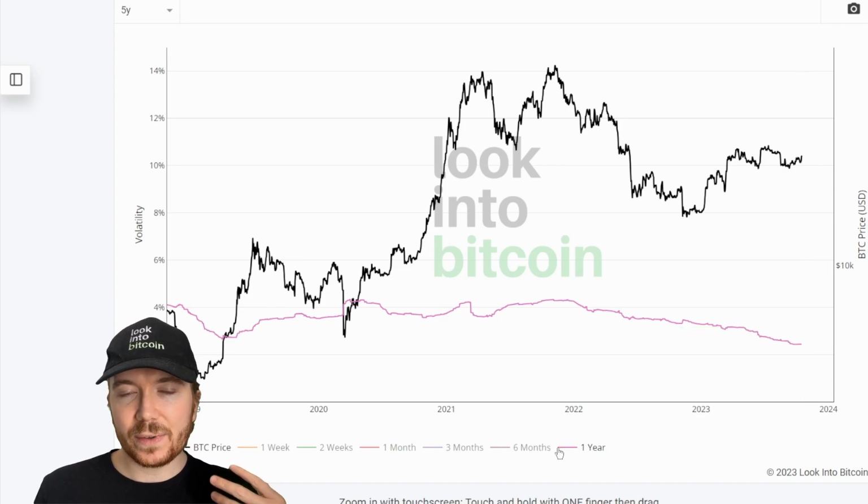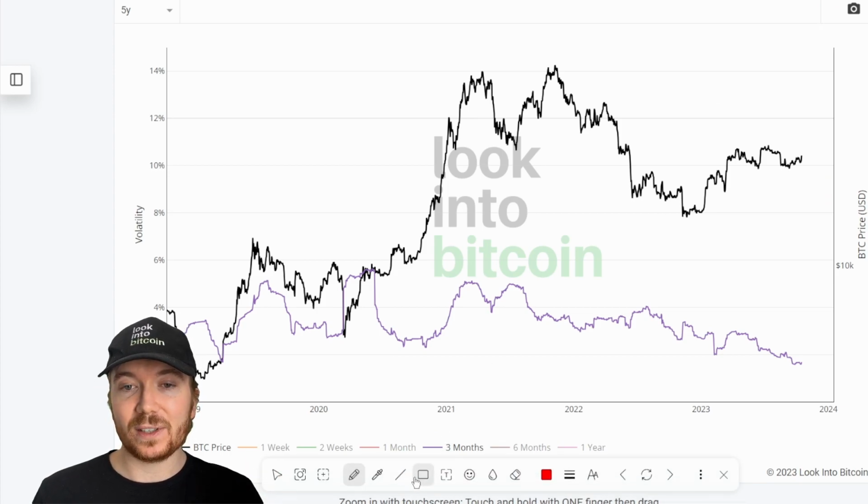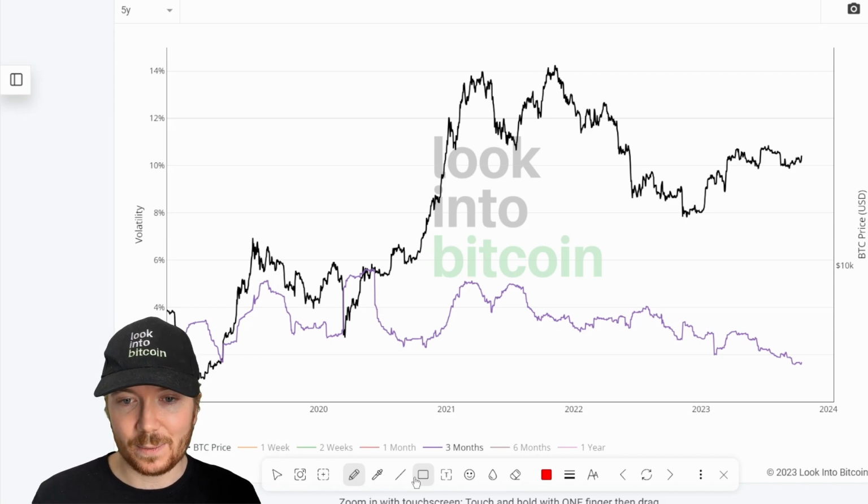But if we add some more of the short-term volatility metrics, we can see that it's actually looking pretty comparable to some historical situations we've previously had, especially again if we look to pretty similar circumstances to when the active addresses was showing us very similar circumstances in the past.